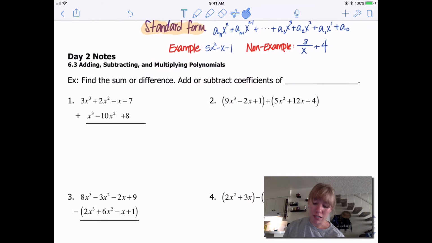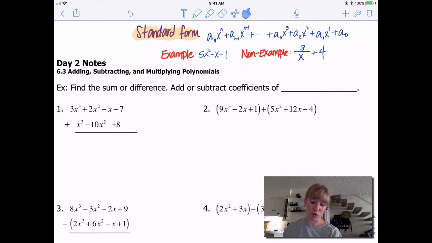When we're adding or subtracting polynomials, it's going to be pretty straightforward. You've already done something like this in chapter 1. It's kind of nice. We're going to be subtracting or adding the coefficients of like terms. And we know what like terms are. Like terms are terms that have the exact same variable part. So x and x are like terms. P and p are like terms. Y squared and y squared are like terms, and so on and so on and so on.